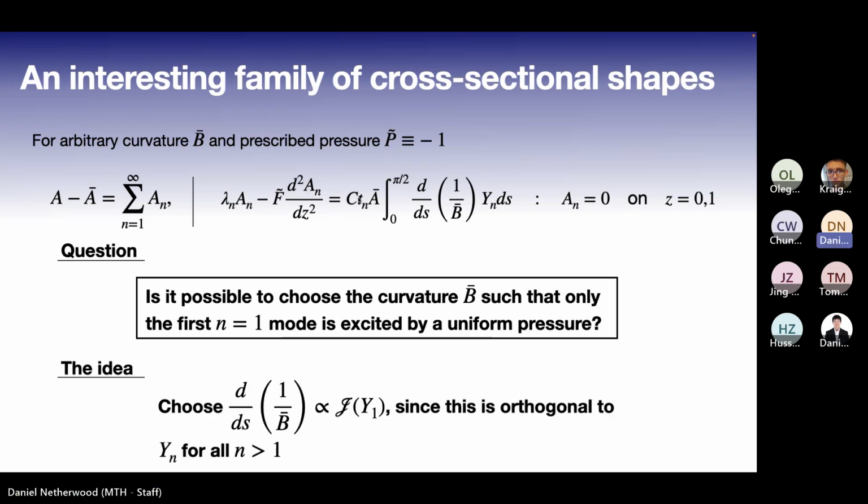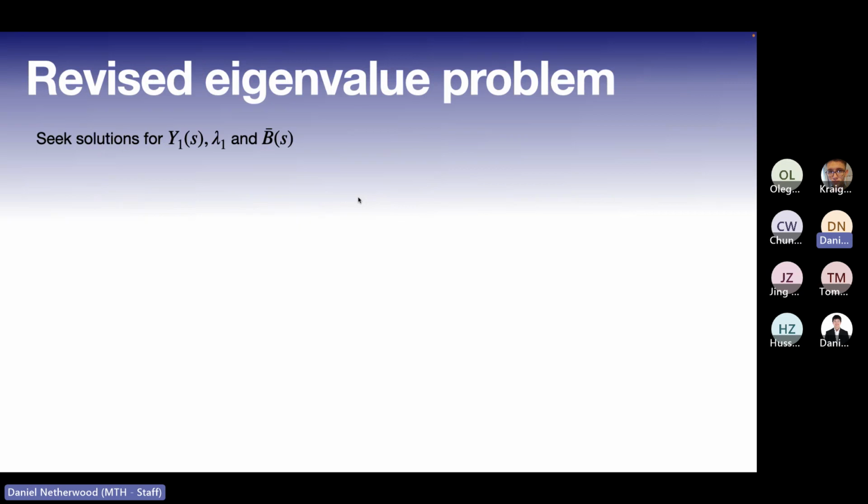Now, the idea here is that perhaps we could make use of the orthogonality relationship of the eigenfunctions. What if we were to write d by ds of 1 over b bar to be proportional to something that is orthogonal to the eigenfunction capital Yn? If that's the case, then the right-hand side of this system of ordinary differential equations will always vanish for every n greater than 1, and you will get a non-trivial solution only for the first eigenmode. That's a nice idea, but will it actually work in practice? So the goal now is to revise the eigenvalue problem and seek solutions for y1, lambda 1, and the curvature b bar.